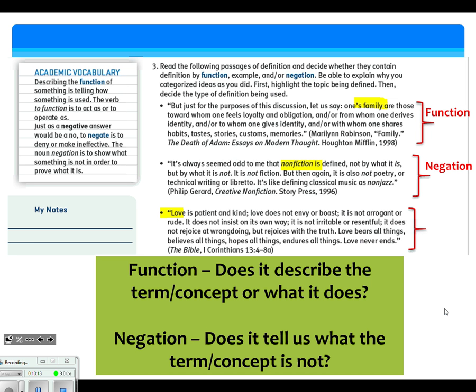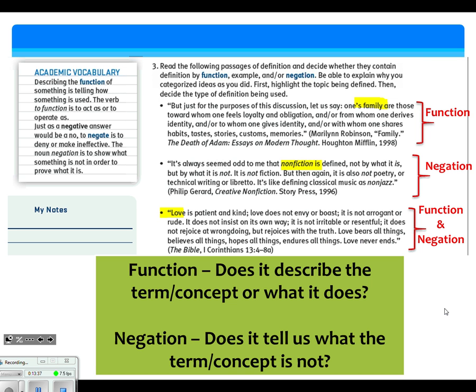Okay, so does the example tell us what love is not? Yes, well, obviously negation. Does it describe love? It does. Does it give us a specific example of love? Nope. It doesn't give us a specific example. So it's going to be both function and negation. All right, let's go ahead and move on to the next step.